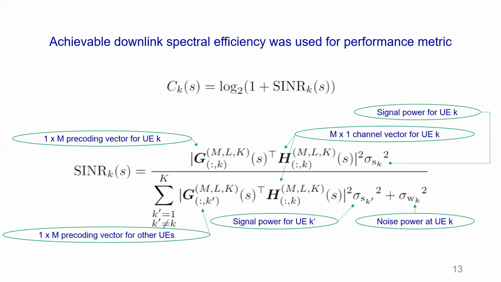The signal part, which is the numerator of the SINR equation, consists of the normalized precoding vector from all base station antennas for UE k, multiplied by the channels from these base station antennas to UE k, multiplied by the transmit power from the base station antennas for UE k. The interference part, which is the first term in the denominator, consists of the addition of precoding vectors for any UE k' other than UE k, multiplied by the channel vector to UE k, multiplied by the signal power for UE k', plus the noise term at UE k.